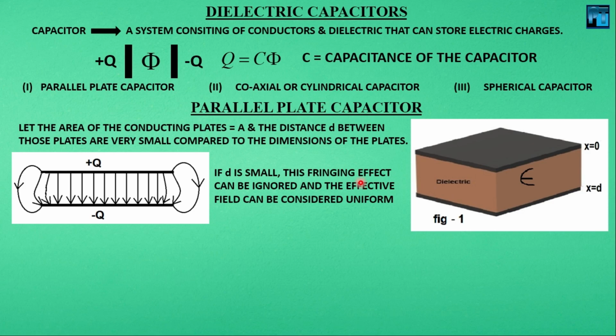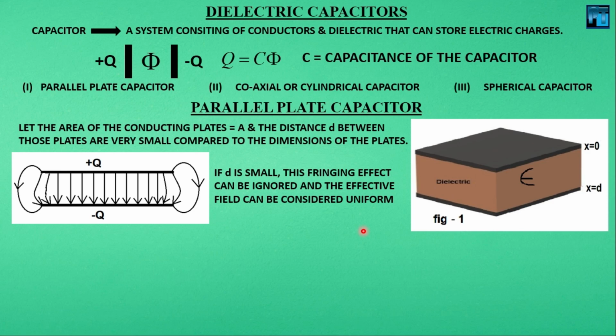So small d should be very small compared to the other dimensions of the capacitor to neglect this fringing effect. Otherwise the fringing effect will come into play as a non-negligible term.